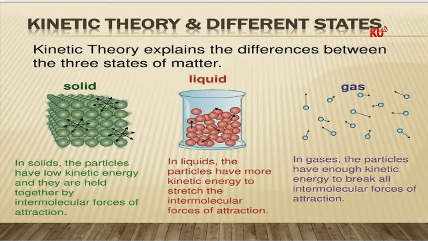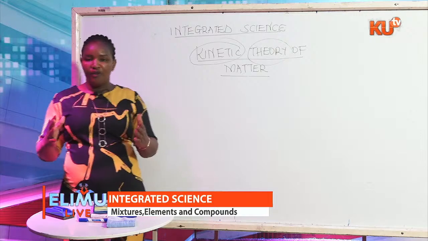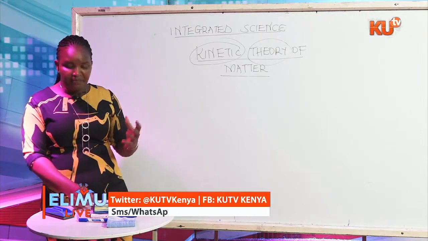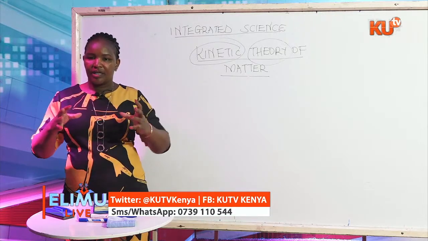And finally, we have the gases. You can see the diagram in blue. The particles in gases have enough kinetic energy to break all the intermolecular forces of attraction. That means because the gases have this kinetic energy, they can move as far as they can because of the space in between them. It means the gases can flow without any regulation.